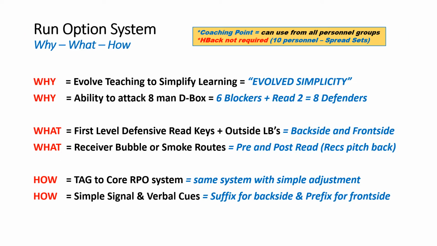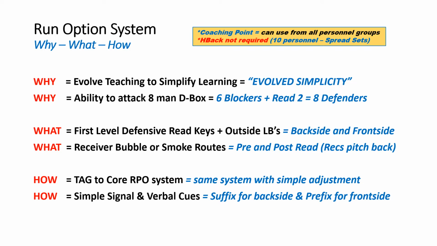All right, first off with the run option system, you can use any personnel grouping here. The halfback does not have to be attached, so you can be 10 personnel or spread sets. But one of the reasons why we like to use it with an H-back is now we have the ability to have 6 blockers, and then with the triple option, read 2 defenders. So now we can have 8-man run boxes defensively.